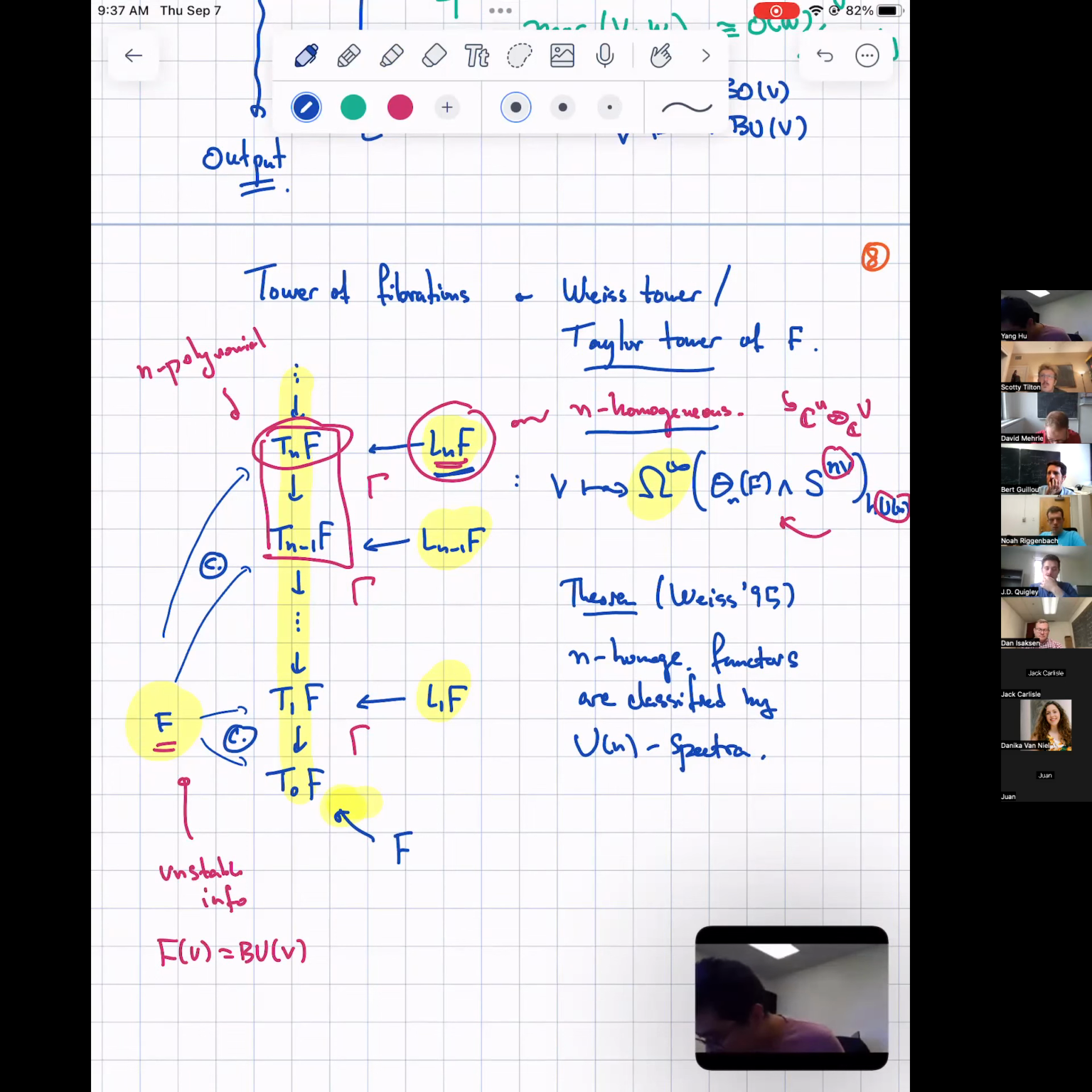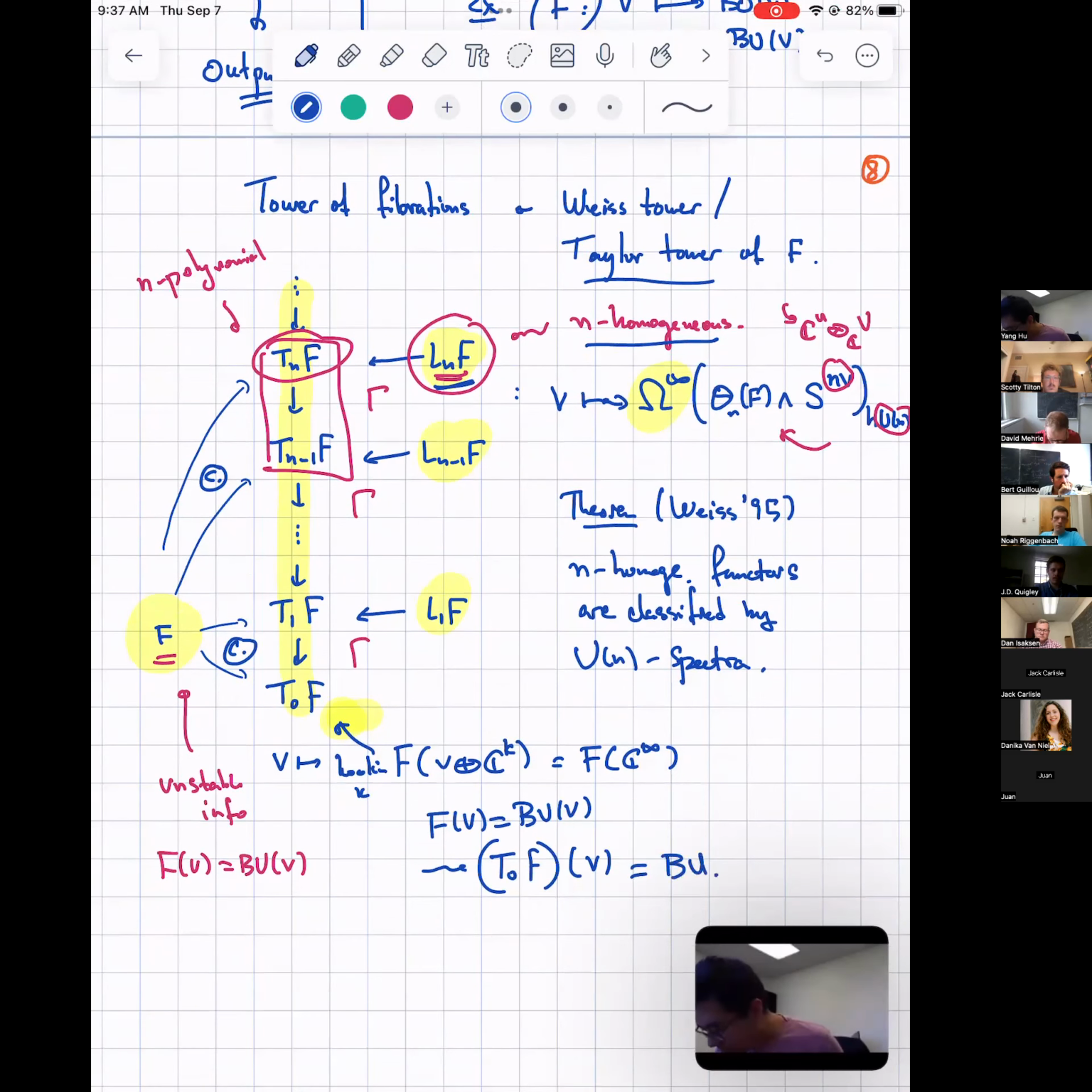So this T_0 F sends V to the homotopy colimit of F of V plus C^k as k goes to infinity. So this is F of C infinity. So when F(V) is BU(V), this T_0 F for any V is BU. So this is the constant functor, and that represents stable bundles. So the bottom piece is some stable information, and so are all these layers.